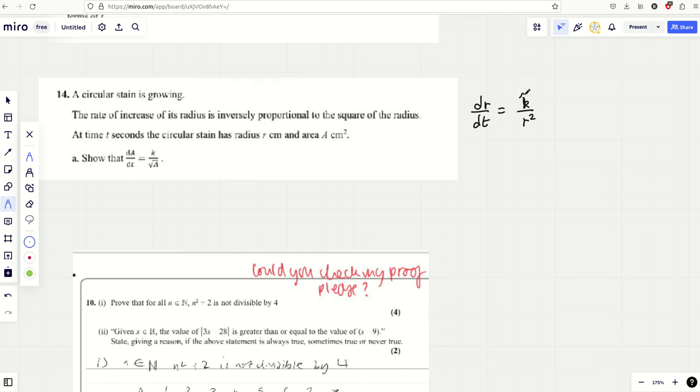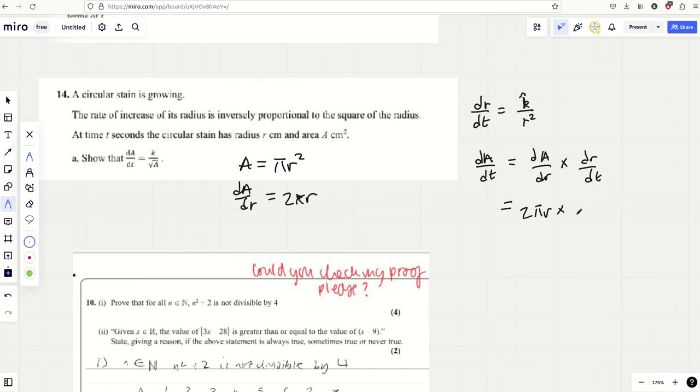Well, once again, I'm going to give it a k hat, because I don't know if my k is the same as their k, and that's the problem. So I call it k hat. And then I'm going to try and find dA by dt from this. So this is going to be a chain rule kind of problem. I'm going to say dA by dt is dA by dr multiplied by dr by dt. The reason why I'm using that is because I've got dr by dt here, and I can find dA by dr because area for a circle is pi r squared, and so dA by dr is 2 pi r. And so what we can now do is say dA by dt is going to be 2 pi r times k hat over r squared.